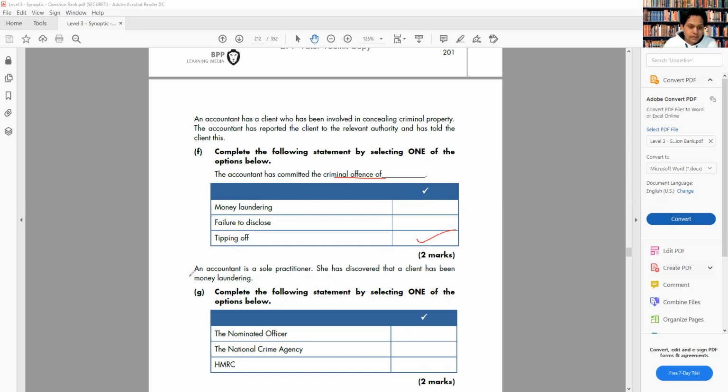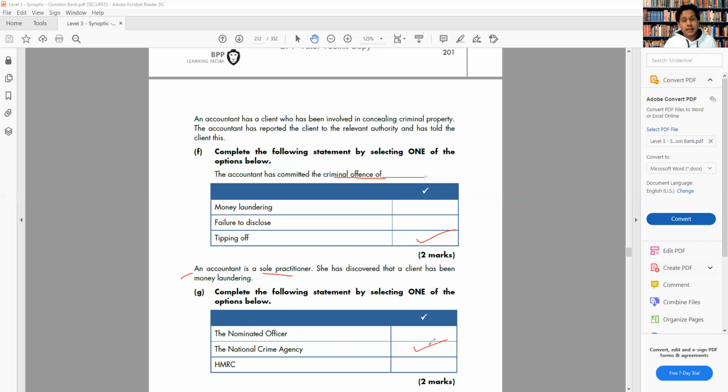The next one we have here says an accountant is a sole proprietor practitioner, and she has discovered that a client has been money laundering. So she is a sole practitioner. Let's say she has a practicing office. That means she doesn't work for anyone, so she doesn't have an MLRO. MLRO means money laundering reporting officer. If I work by myself, I don't have anyone to report to. If I know someone is involved with money laundering, who should I report to? So remember, if this is the case, you have to report to the NCA, that is the National Crime Agency.